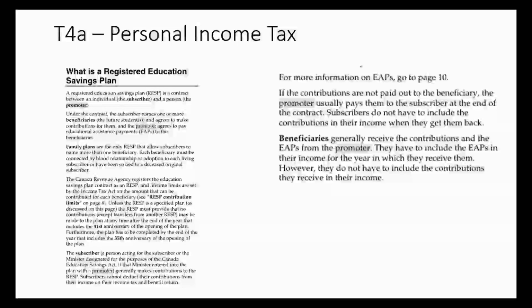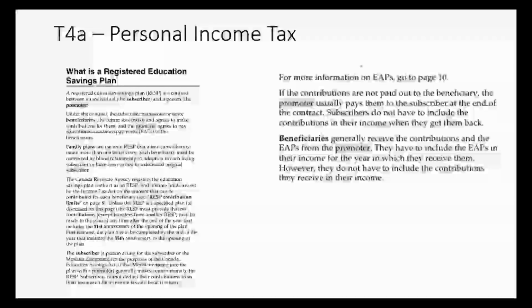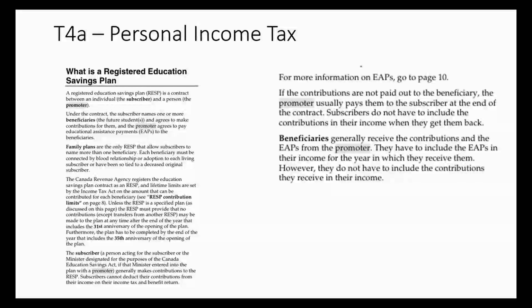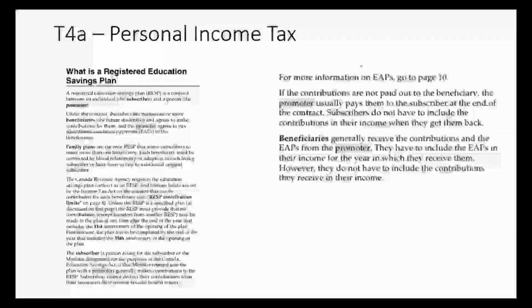RESP is a contract between an individual, who's also called a subscriber, and the person, the promoter. Under the contract, the subscriber names one or more beneficiaries, the future students, for example. Your subscriber might be your parents, for example, and agrees to make contributions for them. Just like you make contributions towards your pension plan, this is a contribution towards your RESP for your kids. And the promoter, let's say a bank or a lender, agrees to pay educational assistance payments or EAPs to the beneficiaries.